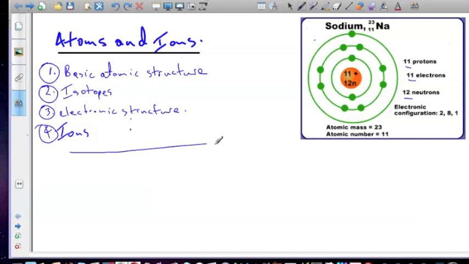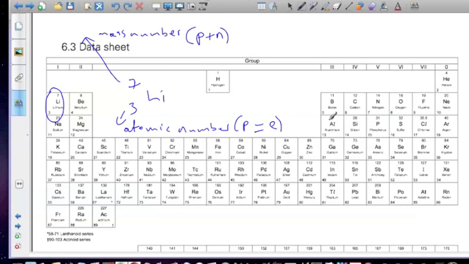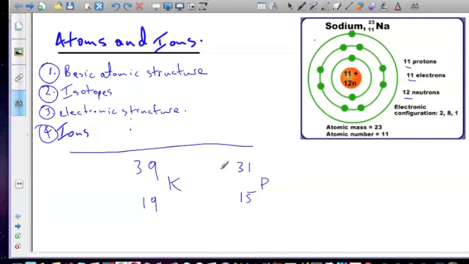Okay, so to test your understanding of this, just simply do these examples. Potassium is 39, 19, and phosphorus is 31, 15. Let me just check that. Yeah, cool. Okay, so pause the podcast and work that out yourself now.